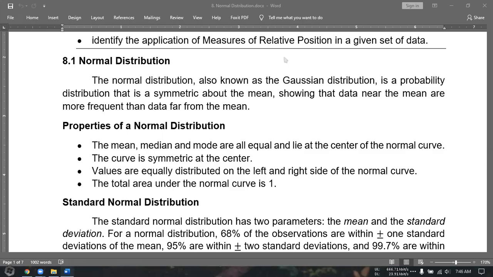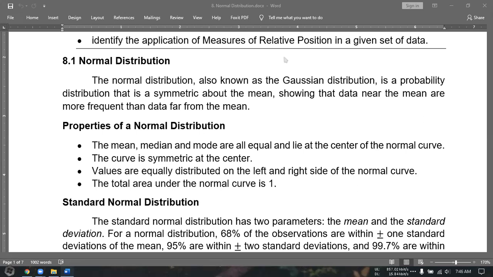Okay, so Module 8, normal distribution. The normal distribution, also known as the Gaussian distribution, is a probability distribution that is symmetric about the mean, showing that data near the mean are more frequent than the data far from the mean. It means to say that if a distribution is normal, most of our values or most of the data tend to converge near the mean or at the middle of the distribution.